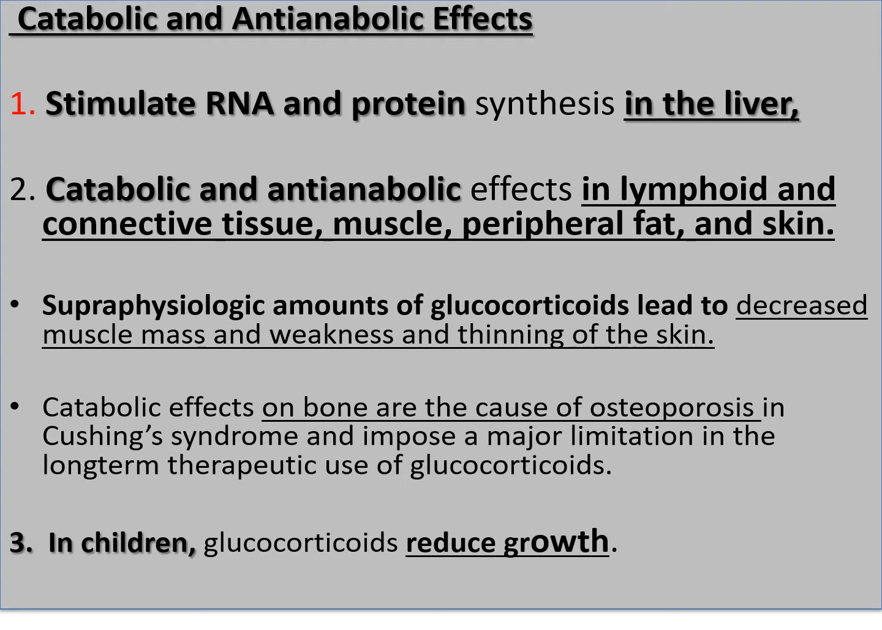The other major catabolic effect of the steroids is on the bone, where it causes osteoporosis, especially in Cushing syndrome, and imposes a major limitation to the long-term use of glucocorticoids. So if we are prescribing glucocorticoids to patients for the long term, we must know that it will ultimately cause osteoporosis, especially in elderly patients.